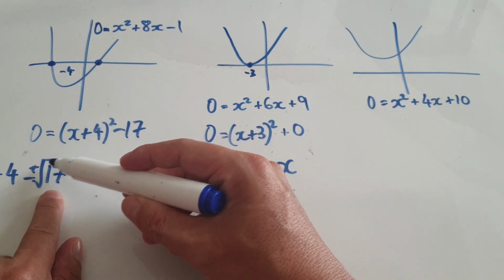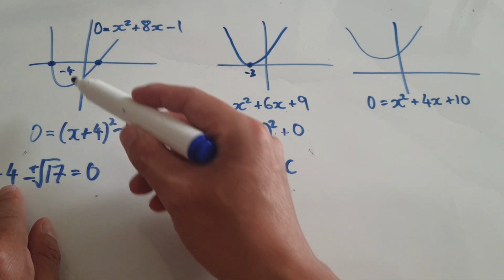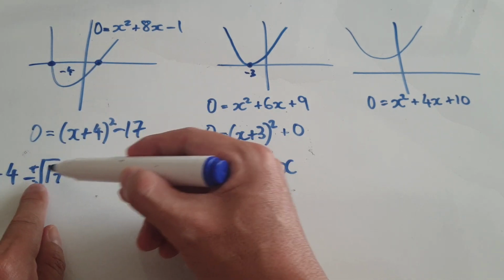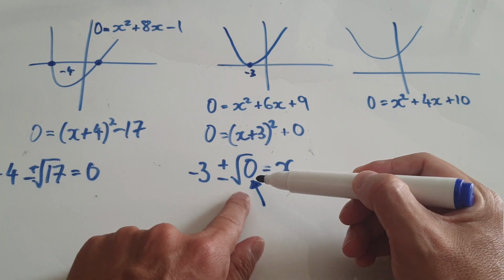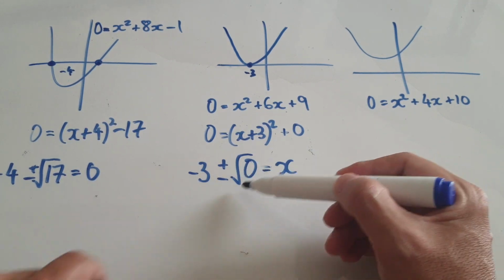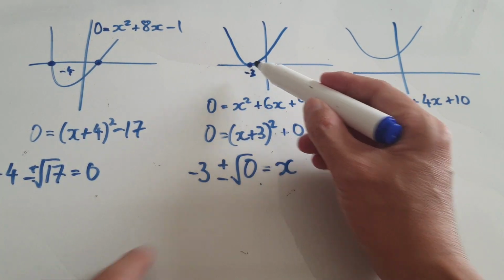Here the square root thing is a number, so you're going to start at -4, and then you add a number, and then you take away a number. That's why you have two solutions. Here you've got plus minus 0. That's why you've only got one solution.